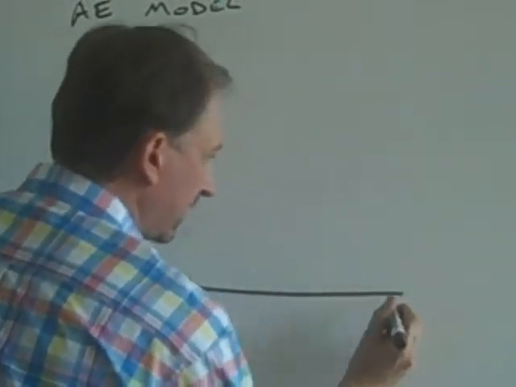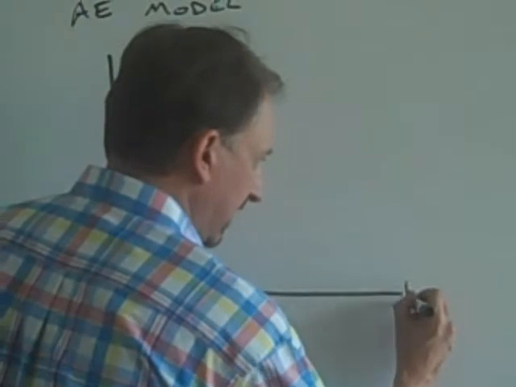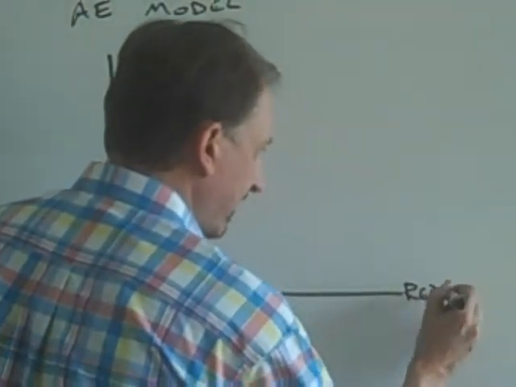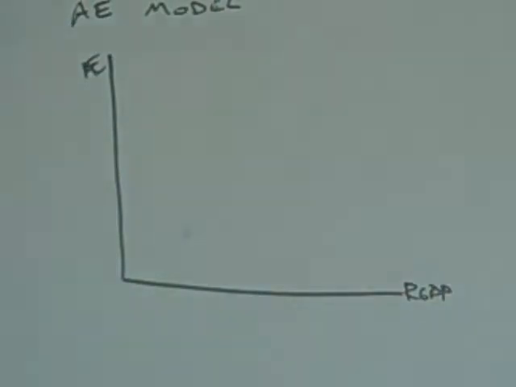The AE model, don't be intimidated. AE, aggregate expenditures. Aggregate means to bring together. Expenditures is forms of spending. The aggregate expenditure model is simply a two-variable graph. And you got real GDP on this axis, and you got aggregate expenditures on this axis. And aggregate expenditures is just bringing all forms of spending together, C plus I plus G plus NX.